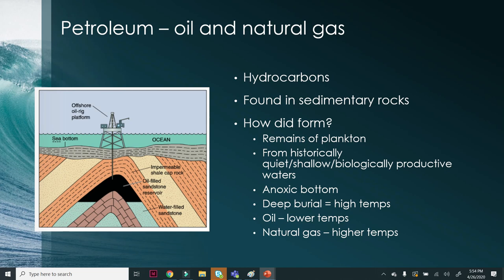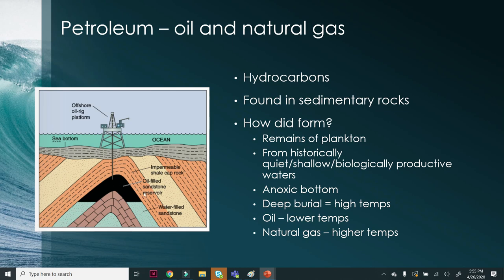It is the remains of plankton. Plankton basically over the course of millions upon millions of years die. They settle. And if they settle in a quiet, shallow, biologically productive area, you tend to, in millions of years, form hydrocarbon resources. The place that they settle has to have an anoxic bottom, and that makes sense because if you have decomposers at the bottom, those nutrients will get broken down and they'll go back into the food chain. But if you have anoxia, then these plankton don't decompose. Instead, they get buried. And as they get buried deeper and deeper, temperature rises. And this transforms them into either oil or natural gas. Oil is produced at lower temperatures, natural gas is produced at higher temperatures.